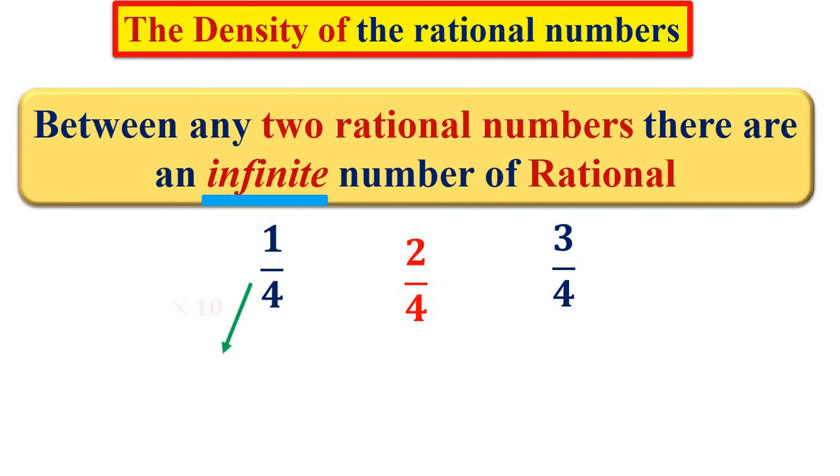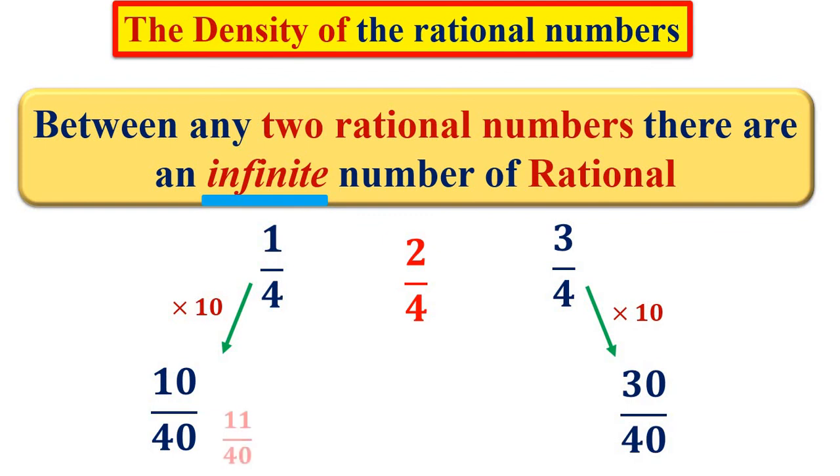So, if we multiply up and down by 10, it will be 10 over 40. Up and down by 10, it will be 30 over 40. So, we have a lot of numbers between 10 and 30, like 11 and so on.